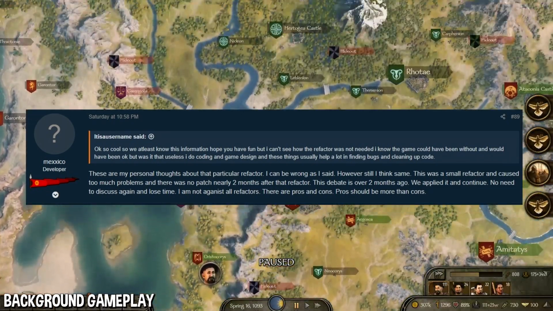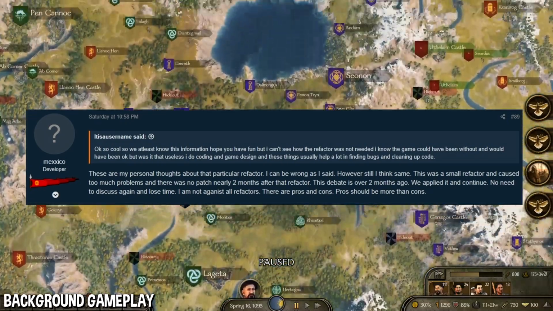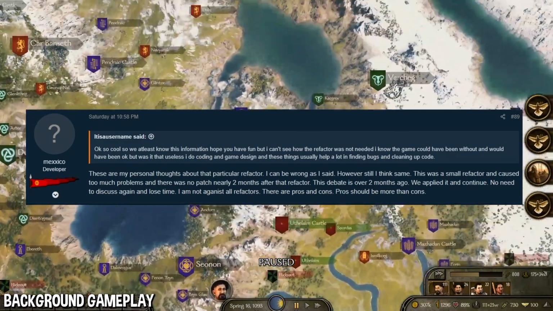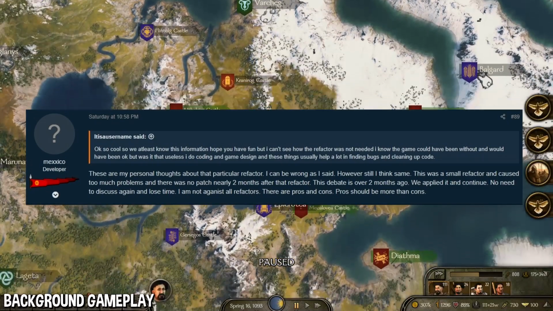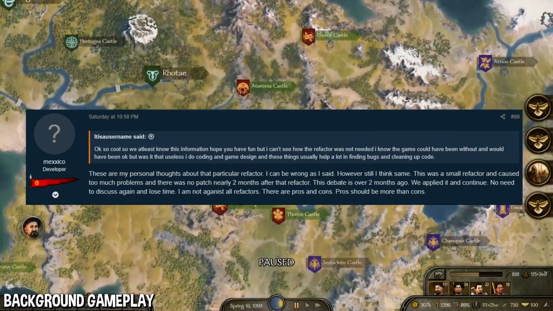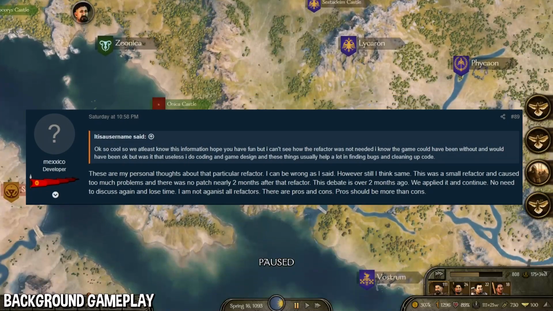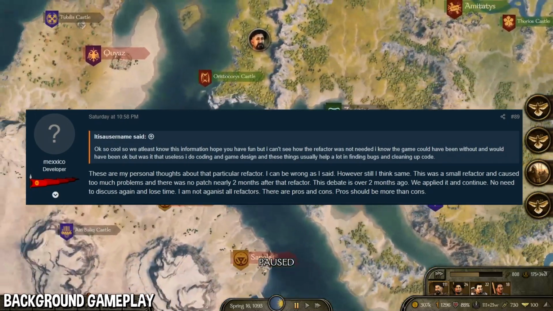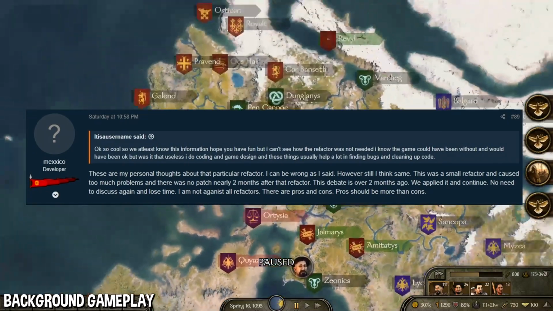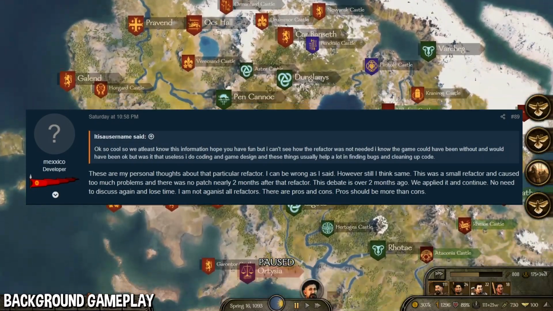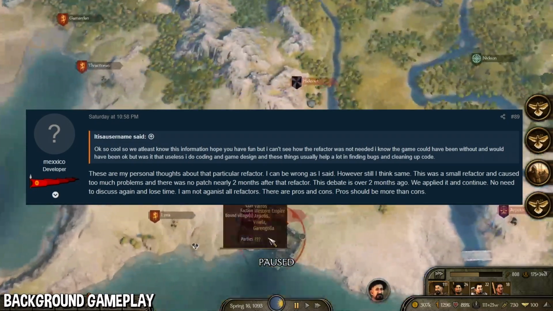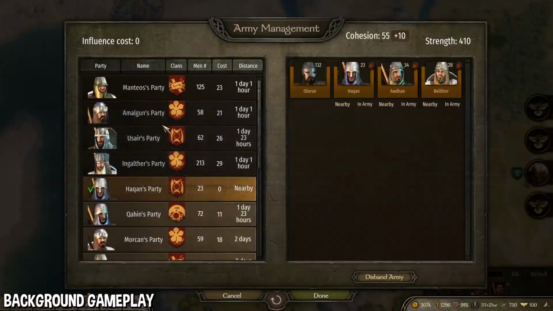But then, you know what I mean? A lot of issues, bugs, and crashes came from the refactor, and that's what took the month and a half to 2 month period, just fixing all those bugs. Also, the dev states that he is not against all refactors, but wants the pros to outweigh the cons, and in this situation, it unfortunately did not.